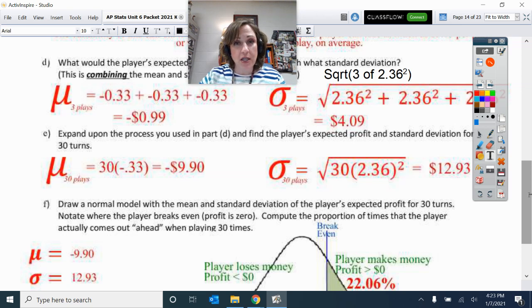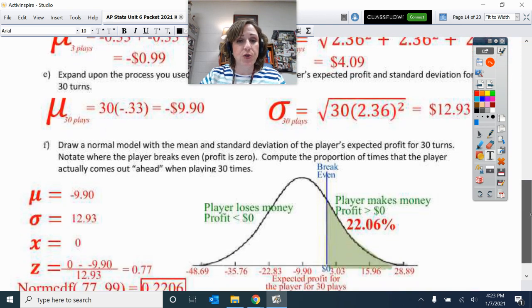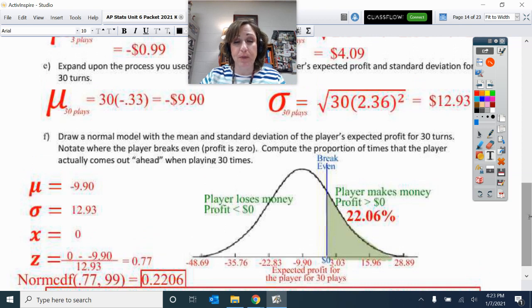Okay, so let's take a look at this next one. Draw the normal model of what's happening for 30 plays. So we took this mean and standard deviation from part E. And then here's how we did this. The mean is negative 90, and then I added 12.93 up and subtracted 12.93 down. And I labeled this because I've got to keep the context of what's happening straight. So this is the expected profit for 30 plays of the game.